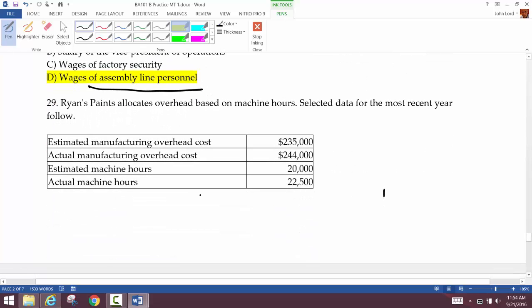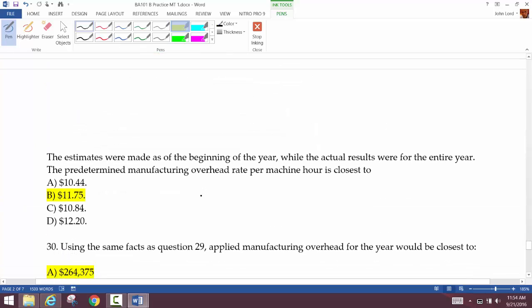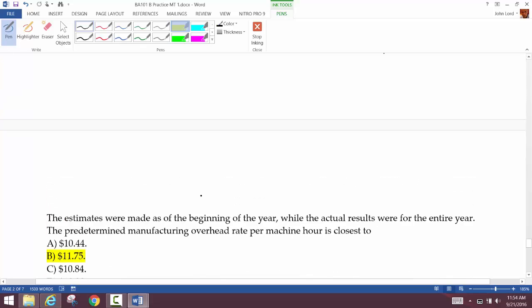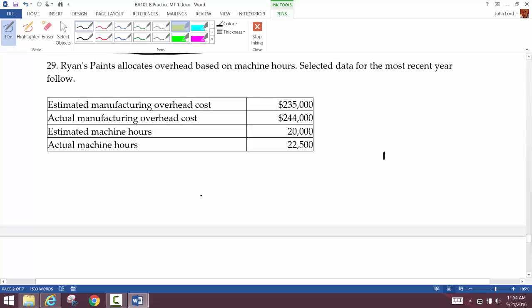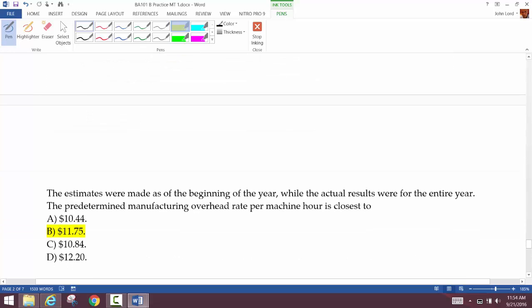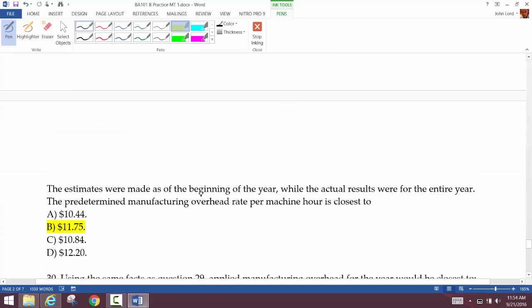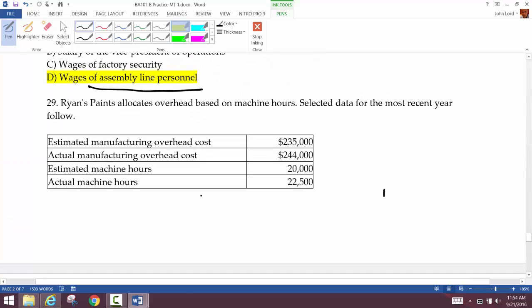Okay. Allocates overhead based on machine hours, selected data for the most recent year, predetermined manufacturing overhead rate. We're back to that, right? Okay, but this one, I had to call out the ones that were overhead, didn't I? To get the answer? Okay, so I have to figure out, should I use the estimated or the actual for this?